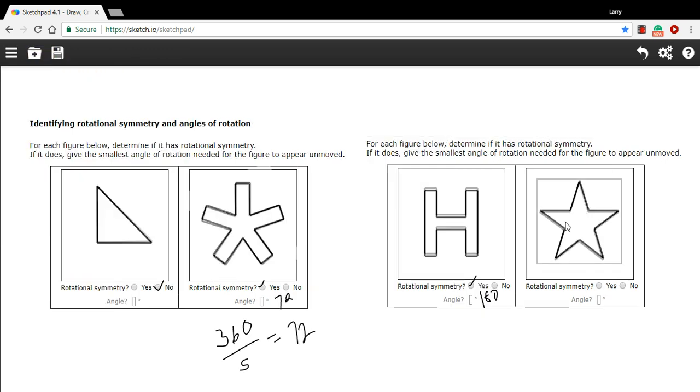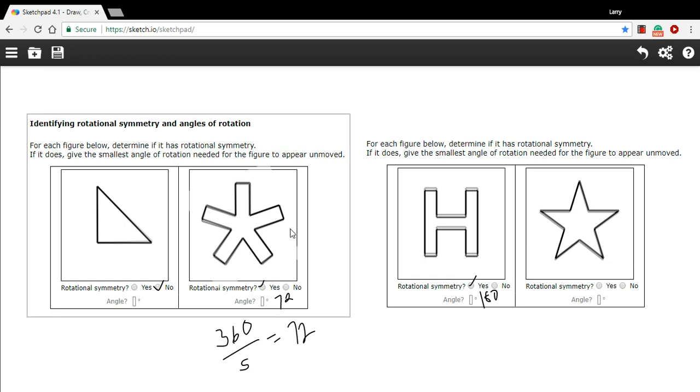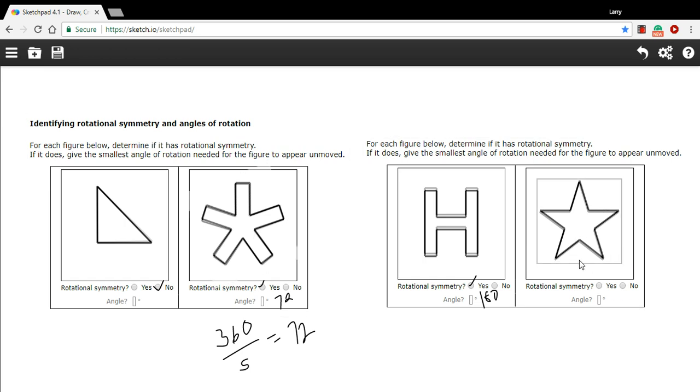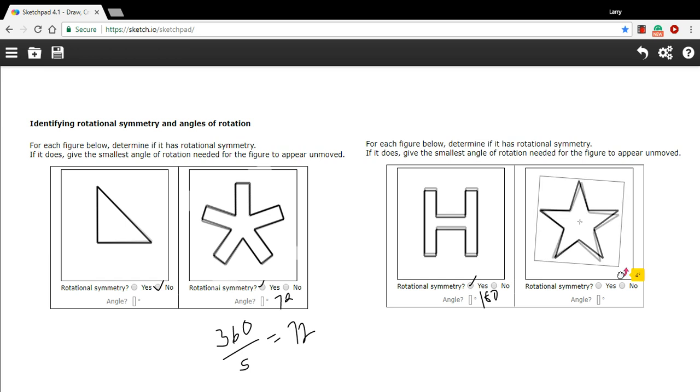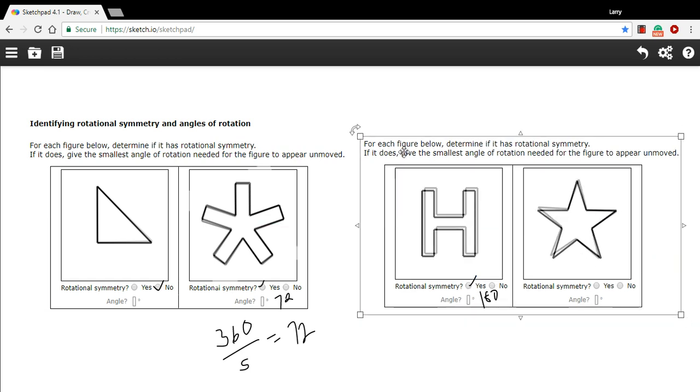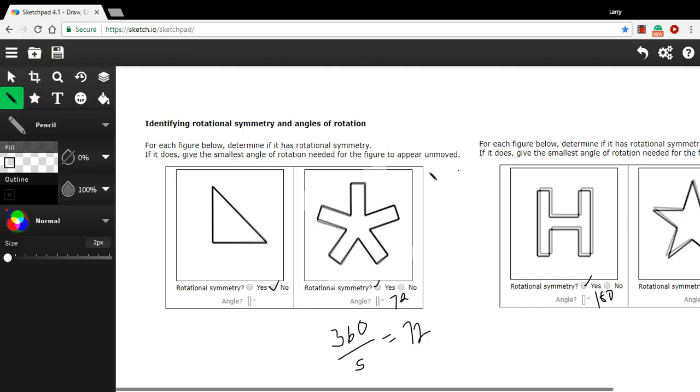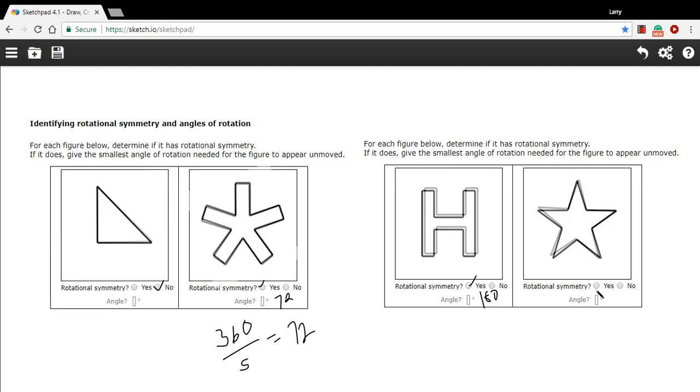And finally, this one. You might be able to see that this shape is a lot like this shape. It has a star that has 5 points, each equally spaced. So we should be able to rotate this that same 72 degrees. Whoops. Let's try that again. Yeah, and it matches up. Well, it's a little out of kilter here, but you get the idea. So that figure has rotational symmetry, and the smallest angle of rotation is 72 degrees. So that is a little bit of work with identifying rotational symmetry.